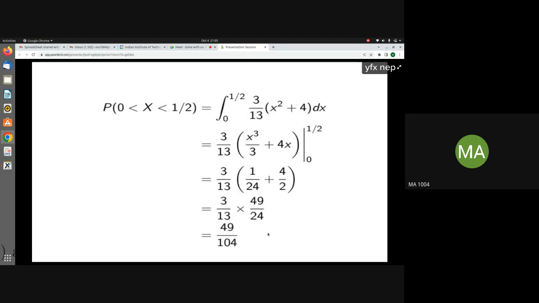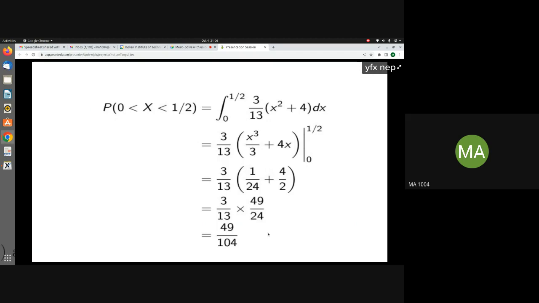So if I want to find the probability between 0 and 1 by 2, that means you are going to integrate the PDF over 0 to 1 by 2. And what was my PDF? It was k into x square plus 4. And we found the value of k in the previous question as 3 by 13, right? So it is 3 by 13 into the integral of x square plus 4 dx. And again, you need to do the same calculations.